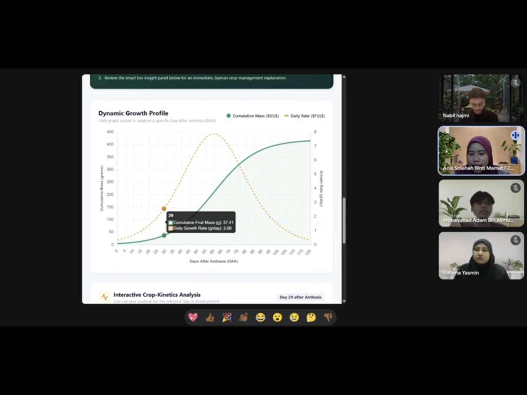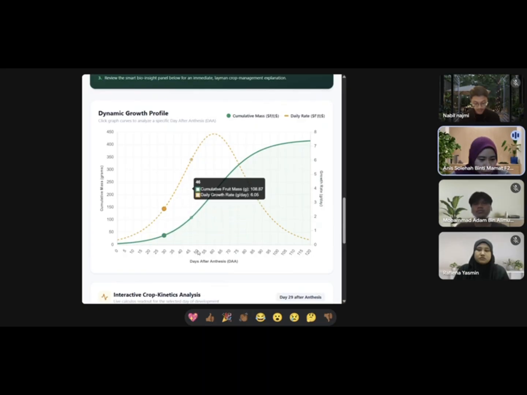Biologically, the fruit is undergoing microscopic cell division inside the ovary. Biomass expansion is slow, meaning resource demand is minimal. Point 2, exponential or log phase, which is at 60 days.